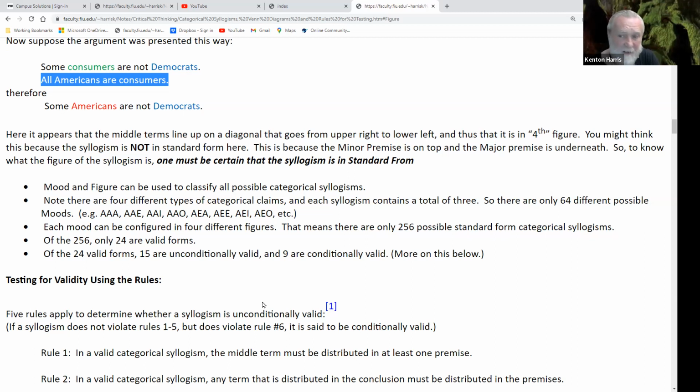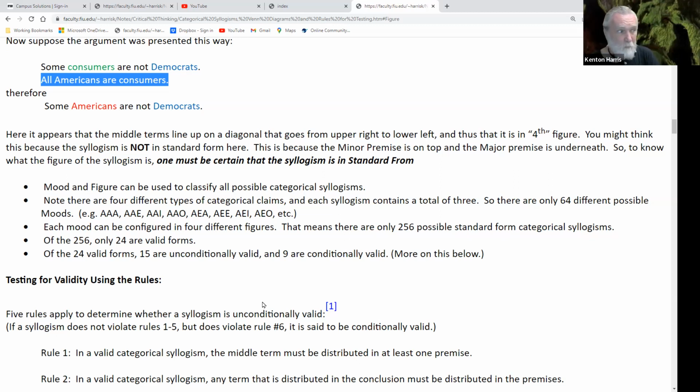And that means that when you multiply 64 by 4, you get 256. So that means there are only 256 possible categorical syllogisms. When you just exhaust all the logically possible configurations of categorical syllogisms, you find that there are only 256 in total. And I recall, as a graduate student, I guess I was bored, I actually diagrammed each and every possible categorical syllogism.